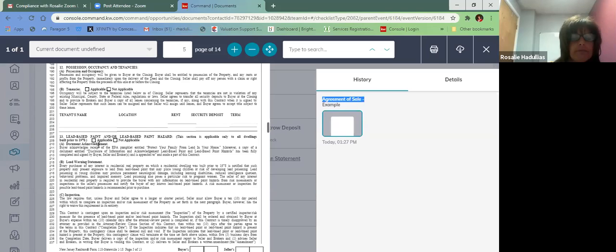And then lead-based paint, if it's applicable, you click applicable. If not applicable, not. We're going to say that there is lead-based paint that goes with this contract. Normally, most agents put the lead-based paint in the documents in the MLS, so all you have to do is print it out, add that to the contract, and get your buyer to sign it.